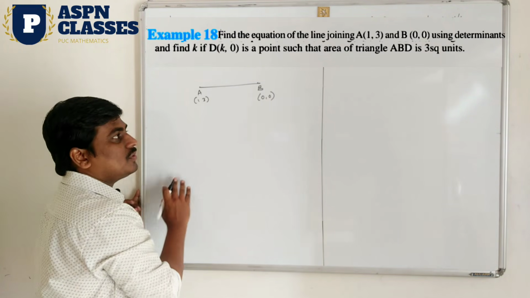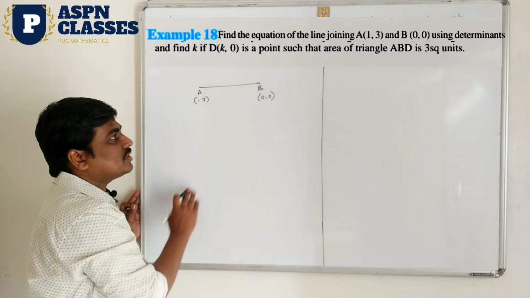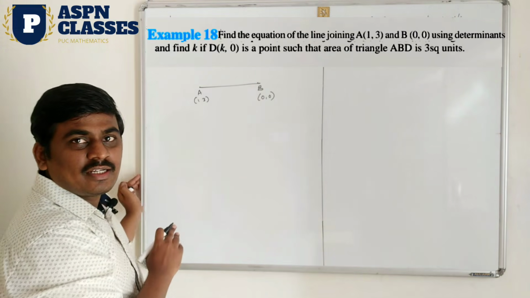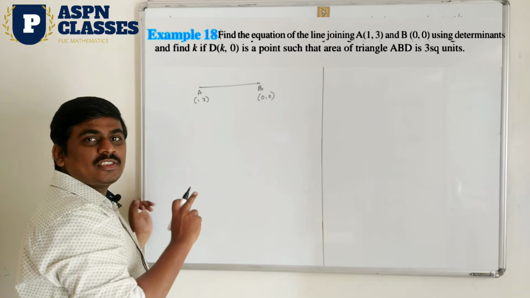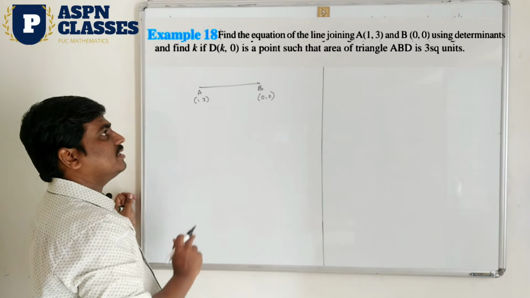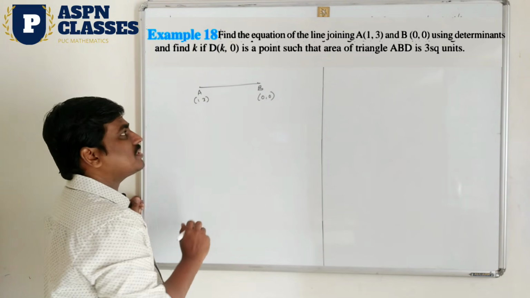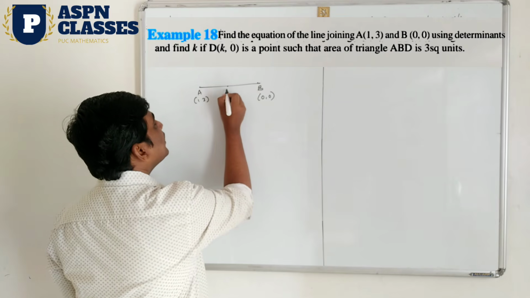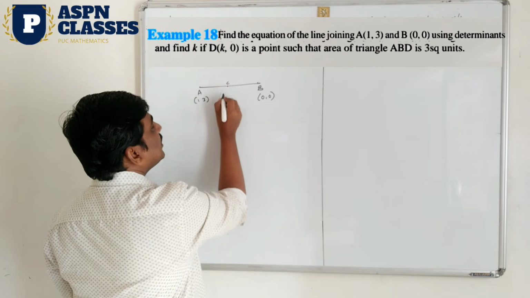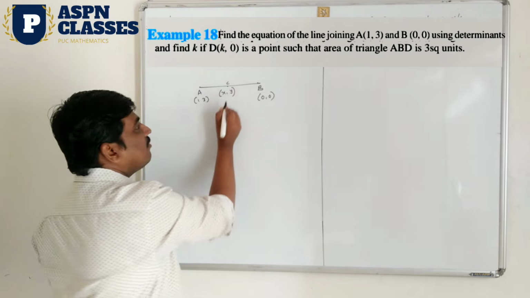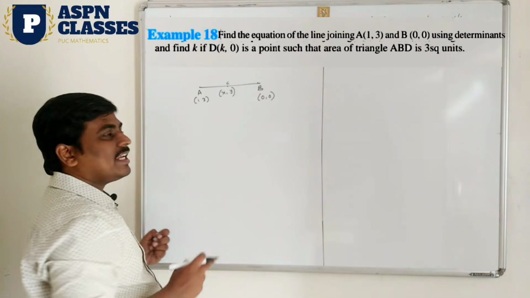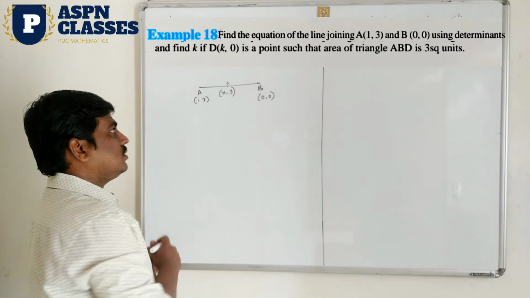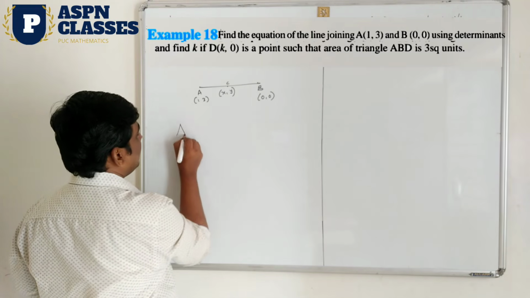Using determinants means the triangle area formula, which you already know. So how to apply it here? For the area of a triangle, three points are required, so I am going to take one more point, C, denoted as (x, y). Now consider triangle ABC. What is the area? It is 0 only.